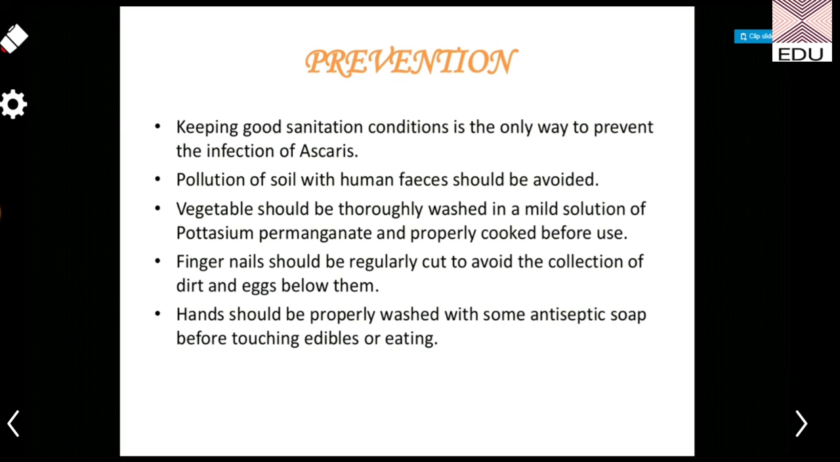Now, the third point is that vegetables should be thoroughly washed in a mild solution of potassium permanganate and properly cooked for use. This point emphasizes the need to take in vegetables after washing. This is again a very important thing. If we are taking in vegetables from an area where open defecation can happen, these eggs or rhabditoid ones can come with the leaves of your vegetables. So they should be washed.